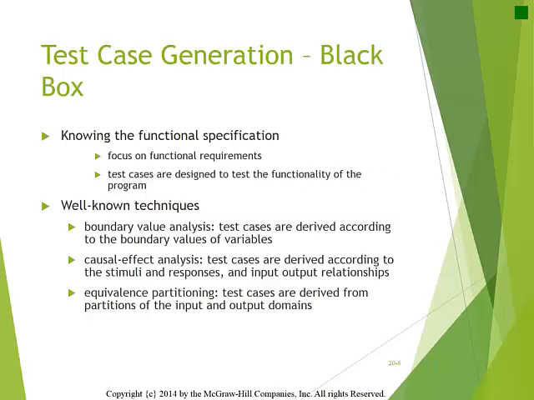Functional testing derives test cases from the requirements. Functional testing is referred to as black box testing because it refers to the component under test as a black box with an unknown internal architecture. Three commonly used black box techniques are equivalence partitioning, boundary value analysis, and cause-effect analysis.